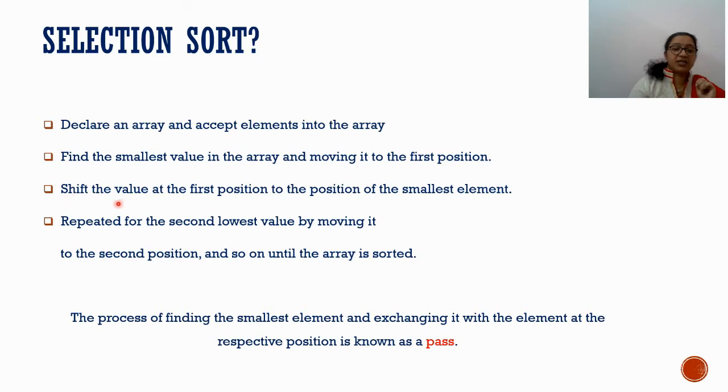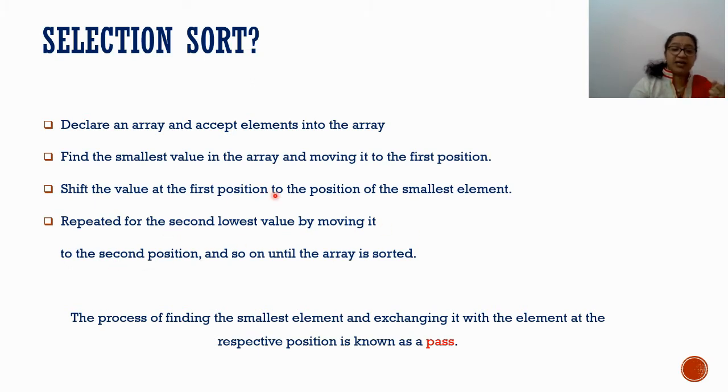See the third point. Shift the value at the first position to the position of the smallest element. But already one value is there in the 0th position, so we want to shift that value to the position of the smallest element. Now the smallest value is in the first position, and the value from the first position is at the position of the smallest element. Understood? Now repeat it for the second lowest value by moving it to the second position.